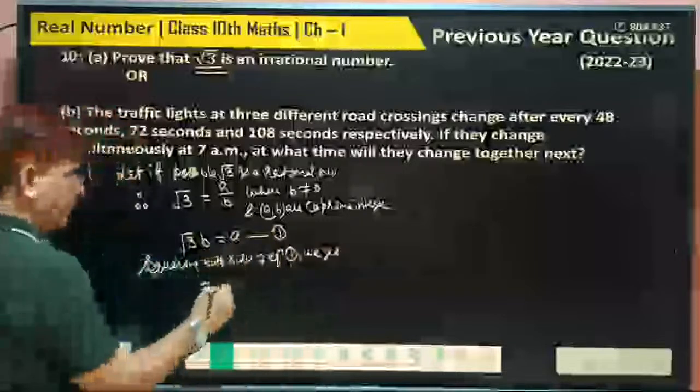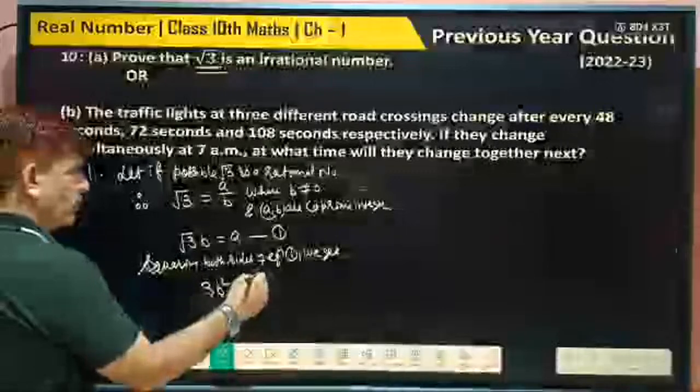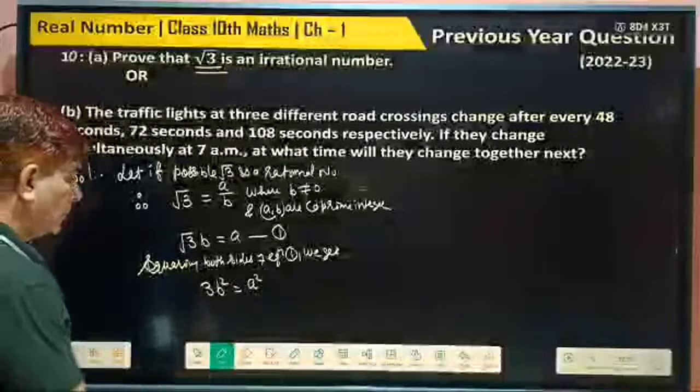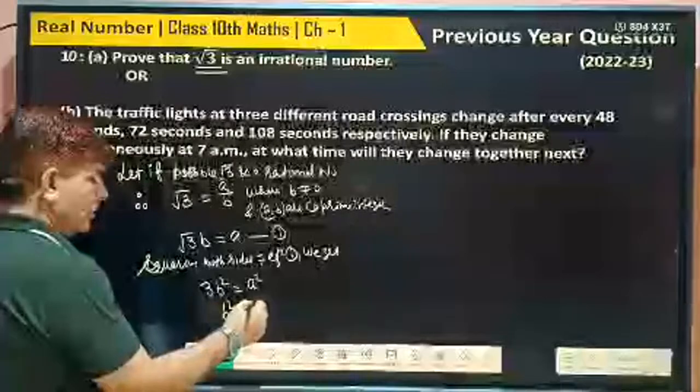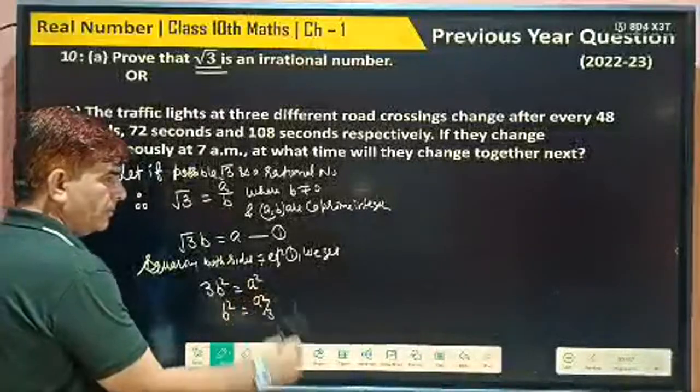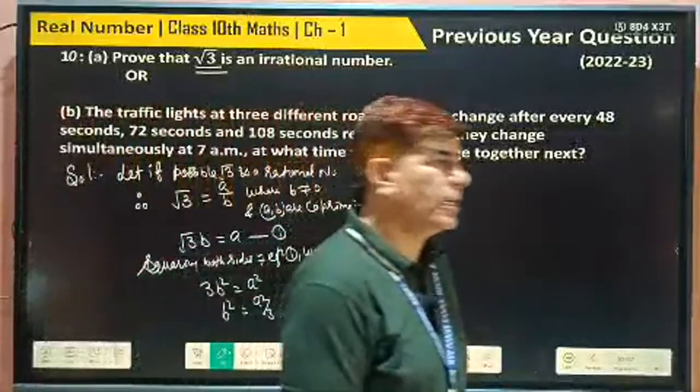If we scale, we get 3b square equal to a square. So what's b square? It is equal to a square by 3.